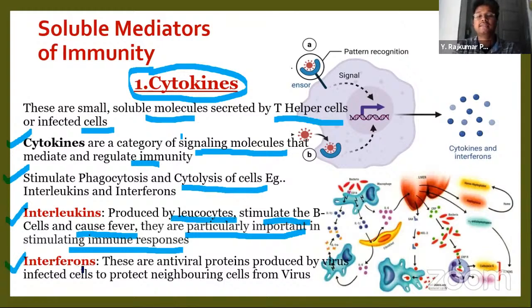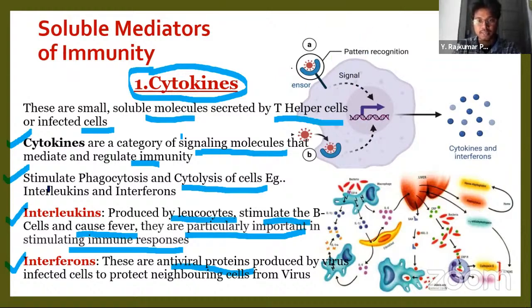Next, interferons are antiviral proteins. Remember this word. Interferons are antiviral proteins produced by virally infected cells to protect the neighboring cells. Cytokines are basically messenger signaling molecules produced by infected cells. Suppose our body cells are infected by a virus; the infected cells produce these interferons to protect the neighboring cells. So interferons are antiviral proteins produced by virally infected cells of our body. Hope you have understood.